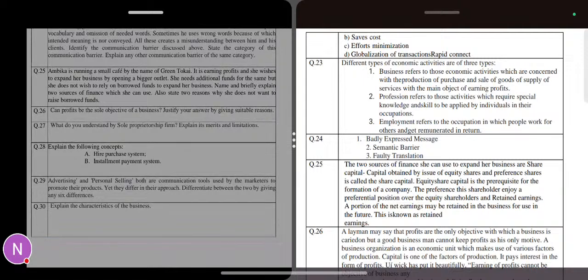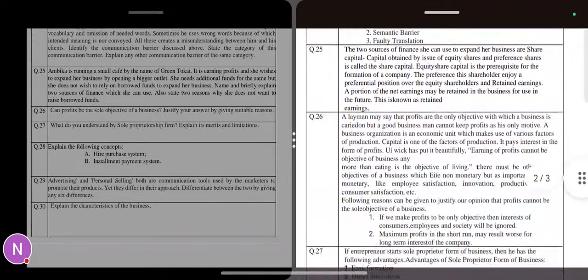26th question. Can profit be the sole objective of a business? Justify your answer by giving suitable reasons. So, a layman may say that profit is the only objective with which a business is carried on. But a good businessman cannot keep profit as his only motive. A business organization is an economic unit which makes use of various factors of production. Capital is one of the factors of production. It pays interest in the form of profit.